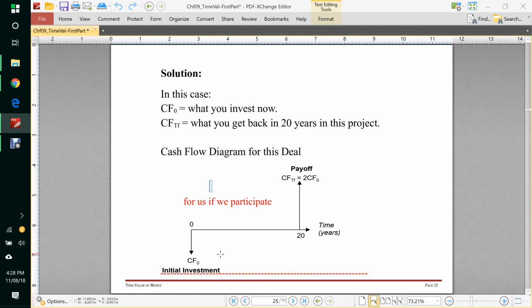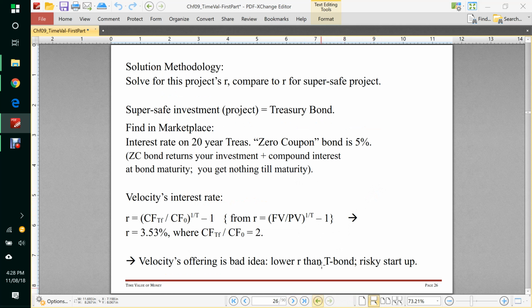Okay, all right. So that said, if we put in an amount CF0 at t equals 0, they say they're going to double our money in 20 years. So we would just simply get back 2 times CF0 at the end of 20 years. So that's our cash flow diagram for this project. Pretty simple, but very helpful.